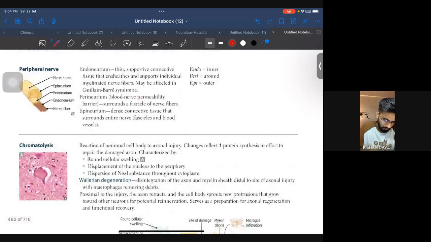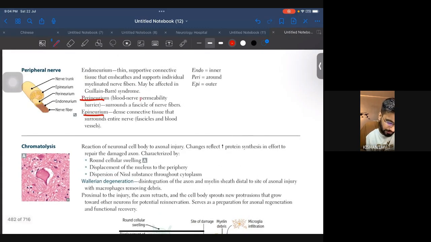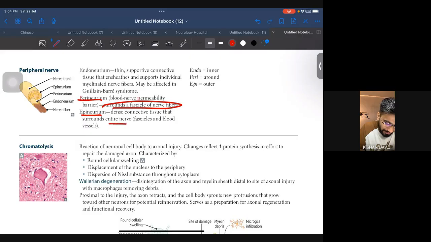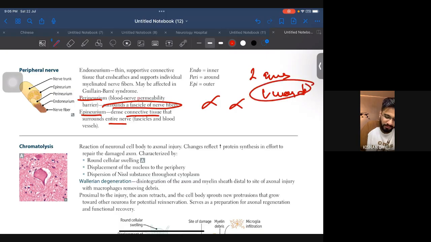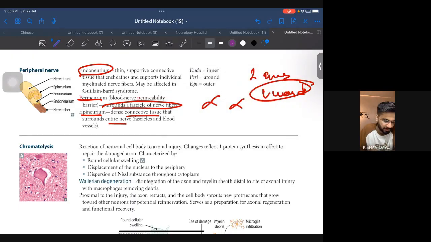Again, epineurium and perineurium surround the fascicle of nerve fibers, and this is never asked. One question was there in UWorld, but this is very basic. I hope you might know this. Just remember what endoneurium, perineurium, and epineurium are. Nothing else. One important point when we study GBS, Guillain-Barré syndrome: there is a problem in the endoneurium. Just remember this small thing.